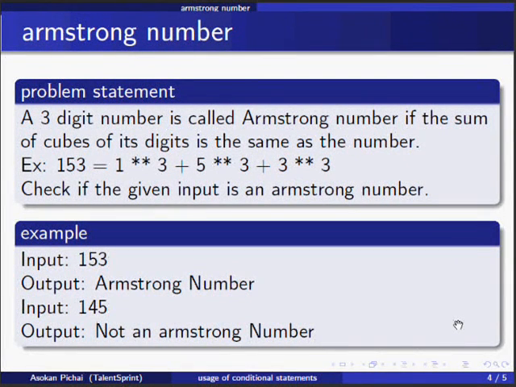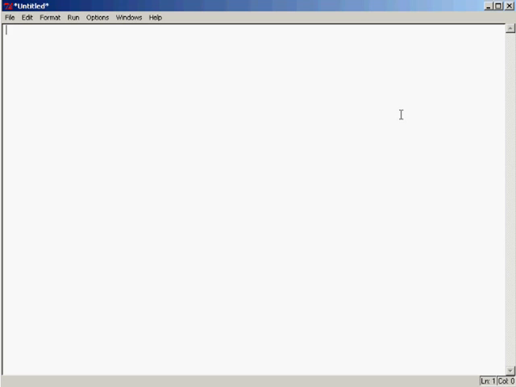Now let us solve this problem. A 3-digit number is called Armstrong number if the sum of cubes of its digits is equal to that number. For example, 1 cube plus 5 cube plus 3 cube is equal to 153. Hence 153 is an Armstrong number. So given a number, we have to print if it's Armstrong number or not. Let us start off by taking the number as input.